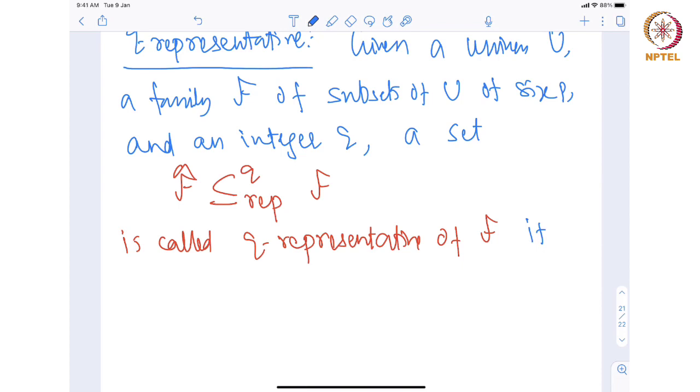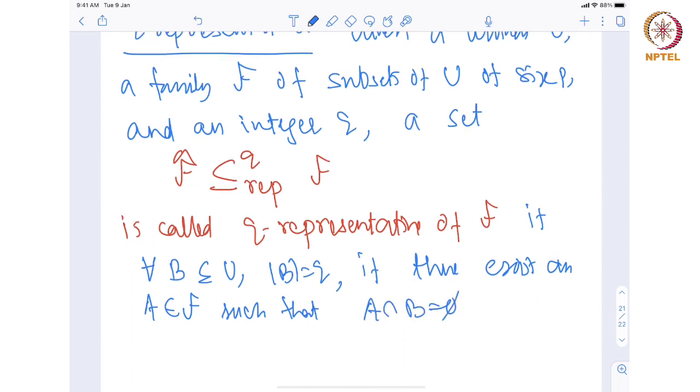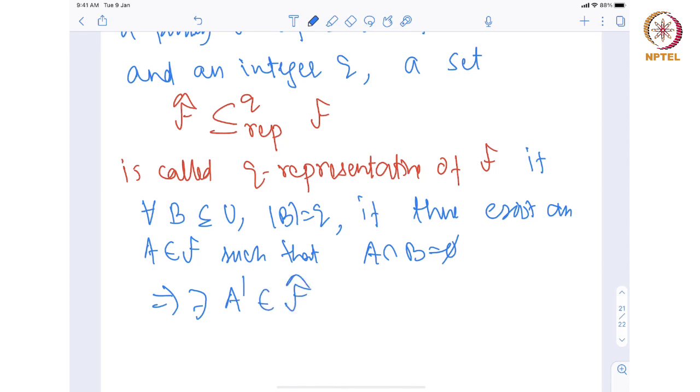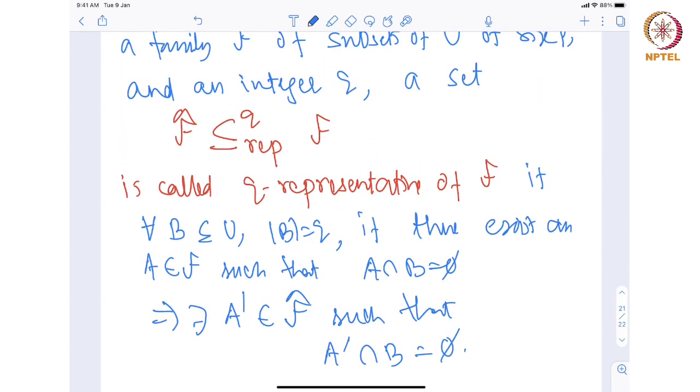We already defined the notion of Q representative. It is basically: for all B subset of U, if there exists an A in F such that A intersection B is empty, then there exists A prime in F hat such that A prime intersection B is empty. So I am going to call it a Q representative if it respects disjointness with respect to all Q size sets, in the sense that if I give you a B of size Q and you have some set A in F such that B and A are disjoint, then you have to guarantee that such a set exists in F hat.